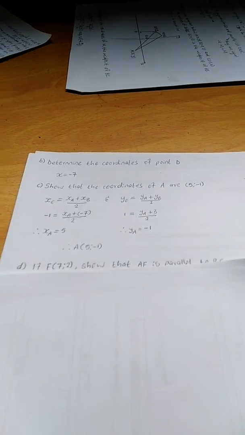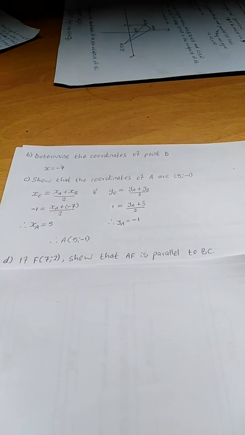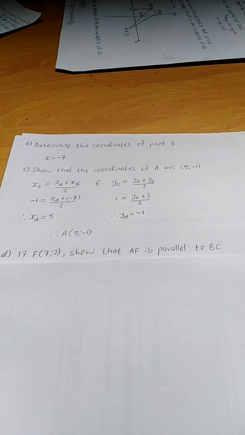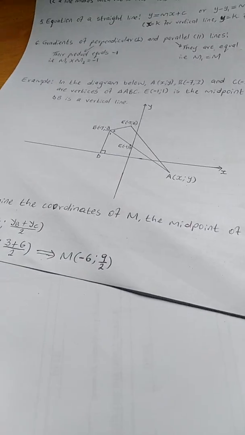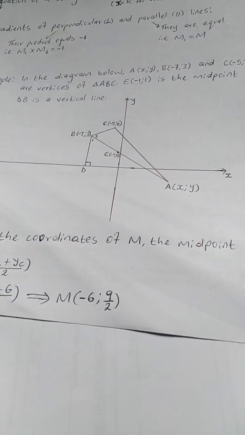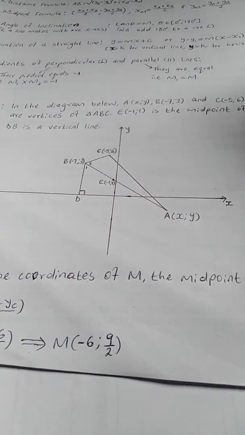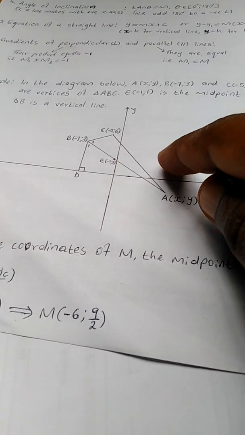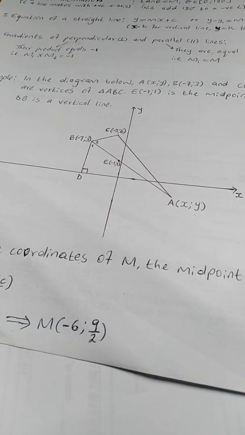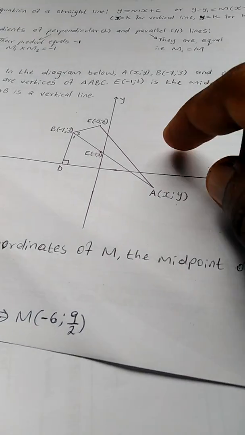For D, if F is with coordinates 7 versus 2, show that AF is parallel to BC. Let me show you the diagram again. Here's the diagram. We do not know where F is. You cannot see F in the diagram, but if they say to you F is with coordinates 7 versus 2, those values are both positive. Clearly, that's somewhere in the first quadrant. So that's something that could be anywhere around here. If you think about it, guys, somebody who's doing mathematics, you can visualize this. You can see that it's going to be somewhere around here.